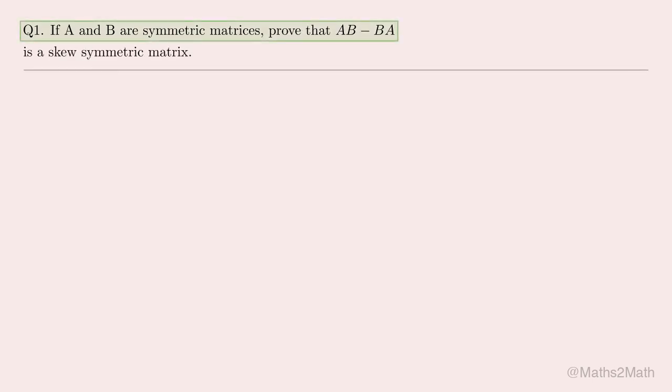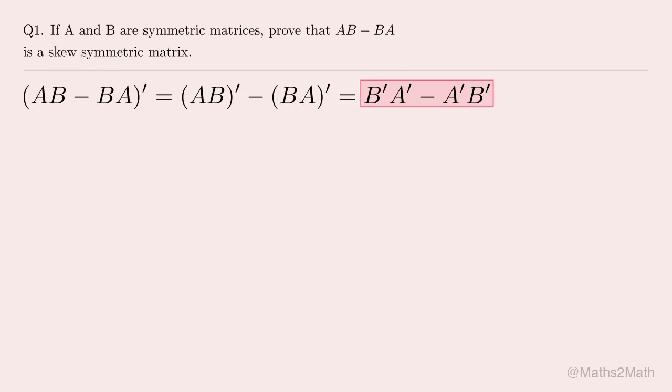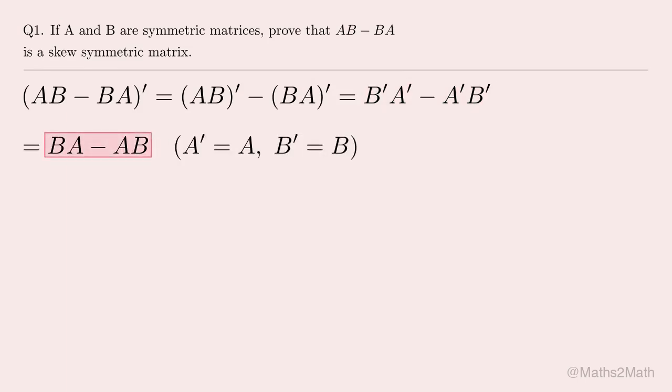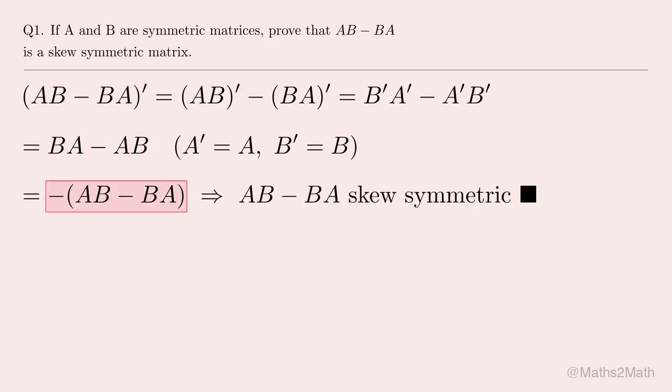Question 1. A and B are symmetric, and we must prove their commutator is skew-symmetric. The tool is the reversal rule for transposing products. Transpose the commutator, reversing each product. Symmetry lets us drop the primes, giving BA minus AB. That is exactly the negative of the original, skew-symmetric, as required.